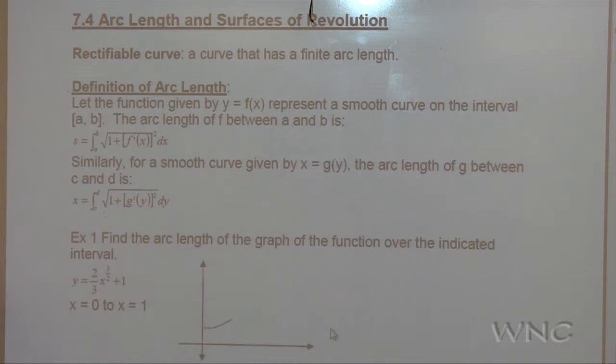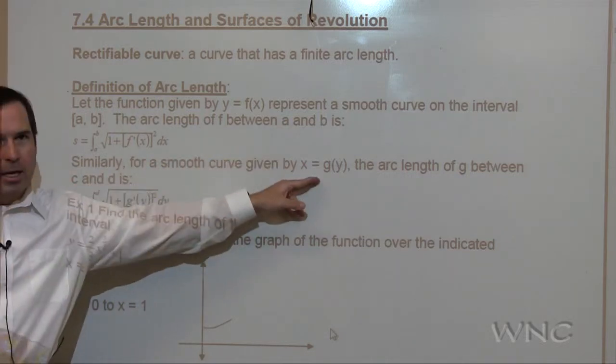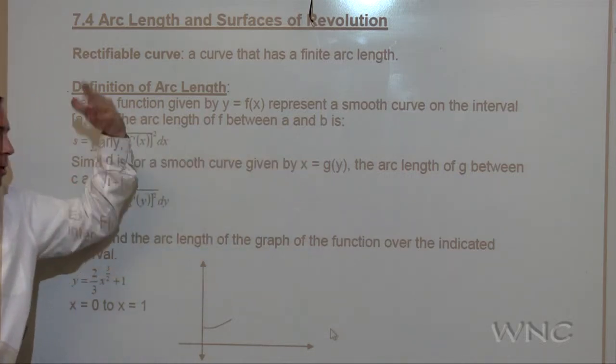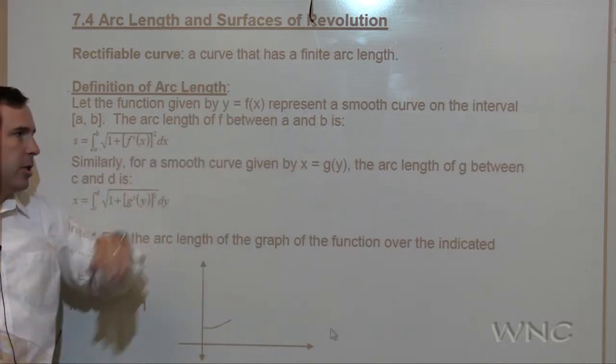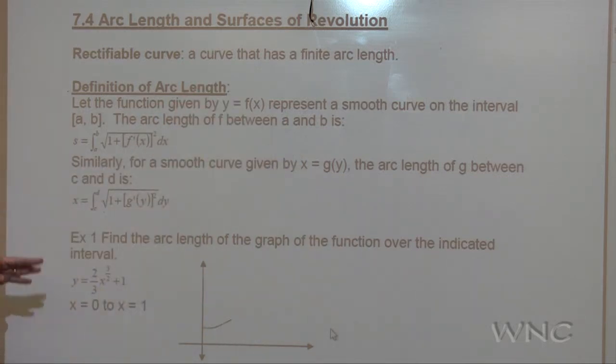Similarly, for a smooth curve given by x equals g of y, we don't see these as much. We're used to seeing y equals f of x, but for x equals g of y, the arc length of g between c and d is the integral from c to d of the square root of 1 plus g prime of y squared dy.